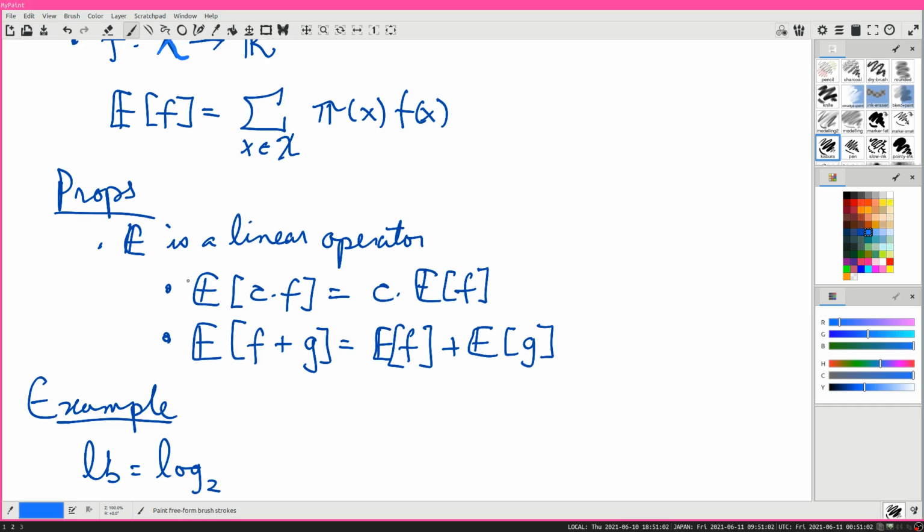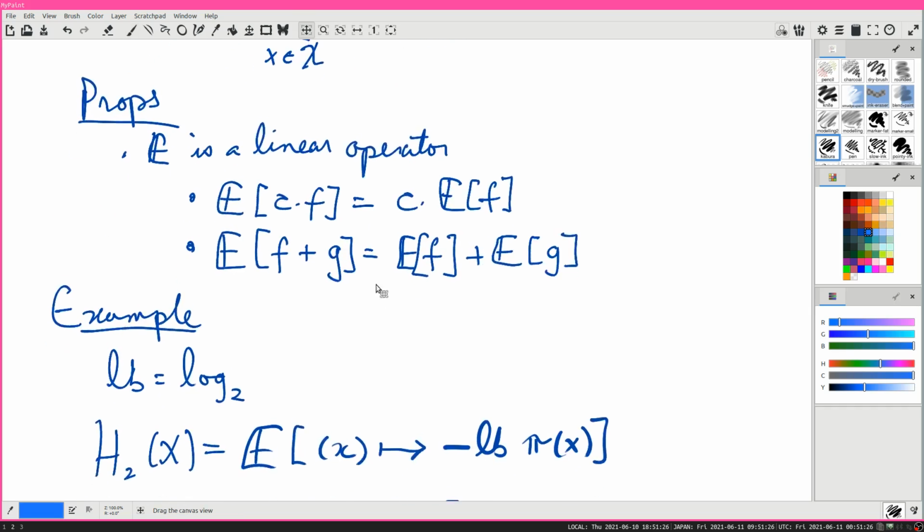Properties: the expectation is a linear operator, just because it's a sum. So the expectation of c times f, where c is some constant, is c times the expectation of f. The expectation of the sum of two functions is the sum of the expectations, and you just get that directly from properties of arithmetic.